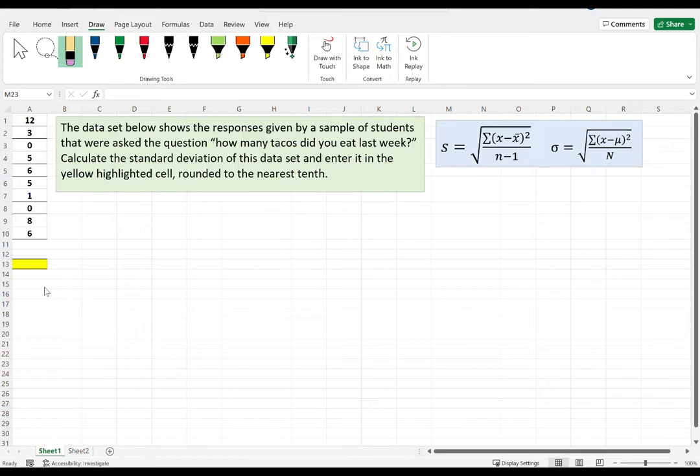In this video, I want to talk about the standard deviation. I'm not going to talk about what it means or the definition. We did that in class. What I want to focus on here is calculating the standard deviation.